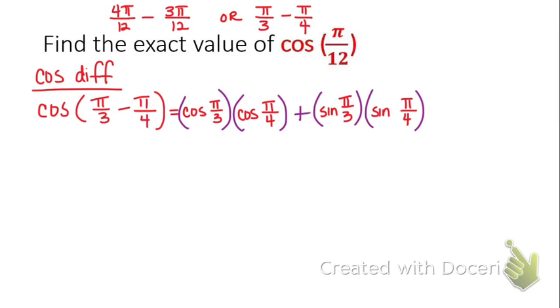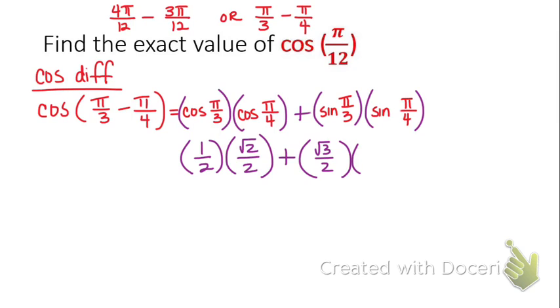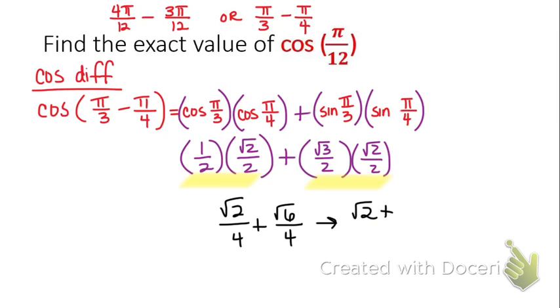So what is the cosine of pi over 3? Okay, and then cosine of pi over 4. Okay, and the sine of pi over 3. And then we have root 2 over 2. So when we multiply, first we're going to do order of operations, which is multiply first, which is going to give us root 2 over 4 plus root 6 over 4. And because it already has a common denominator, this would be my final answer.